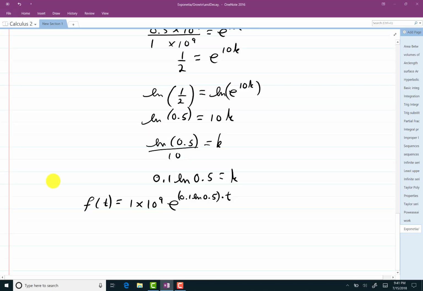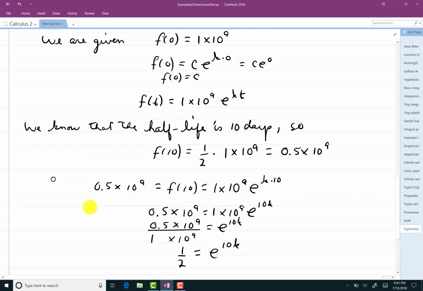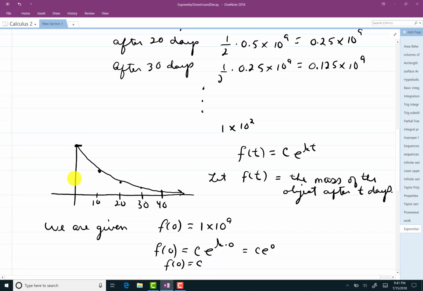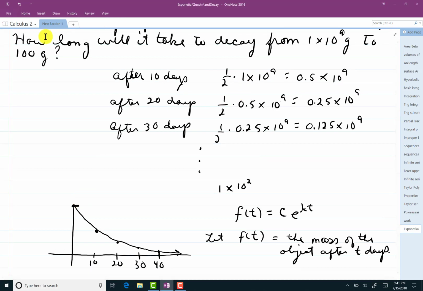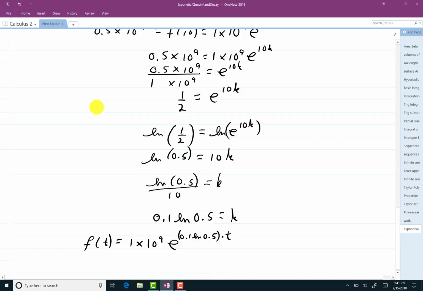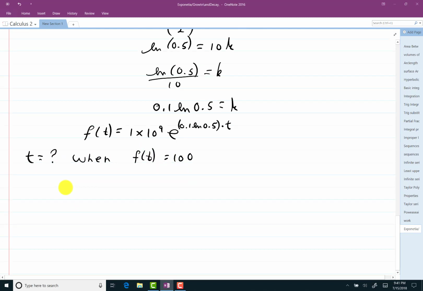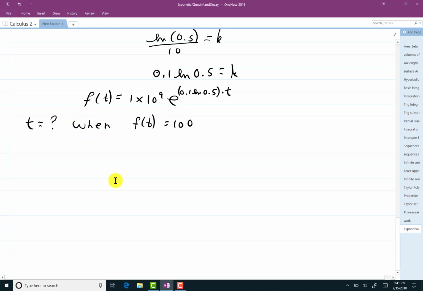Now the question is, how long will it take before I get to what? What was it asking me? How long will it take to decay to 100 grams? So what I want to know is t equals question mark when f of t equals 100. So I'm going to replace f of t with 100.